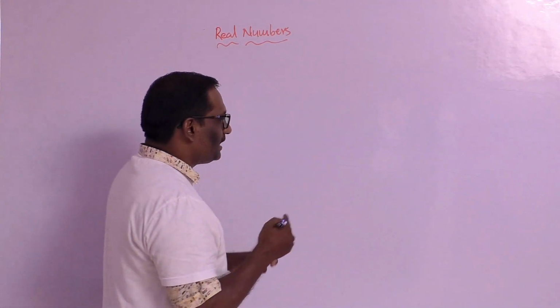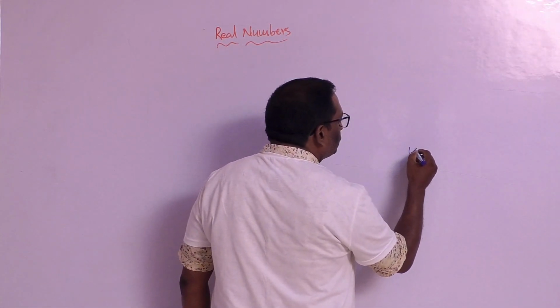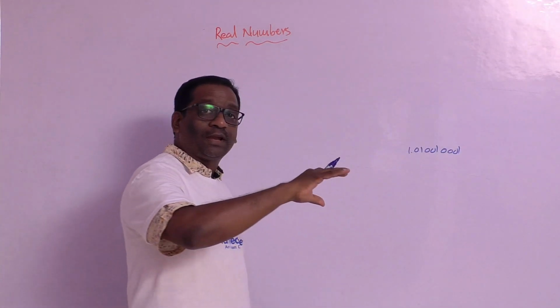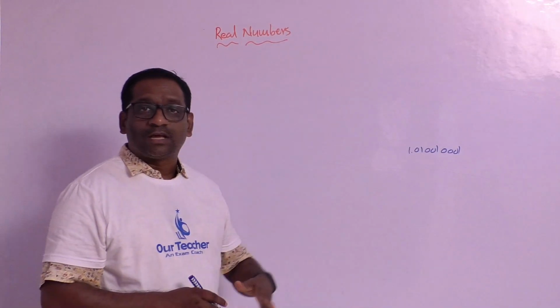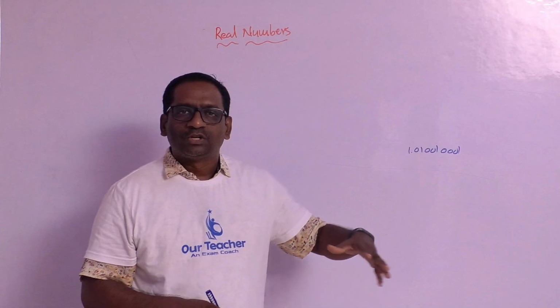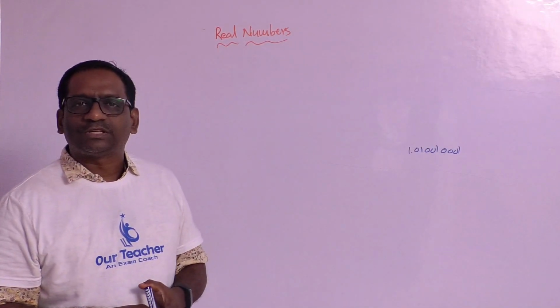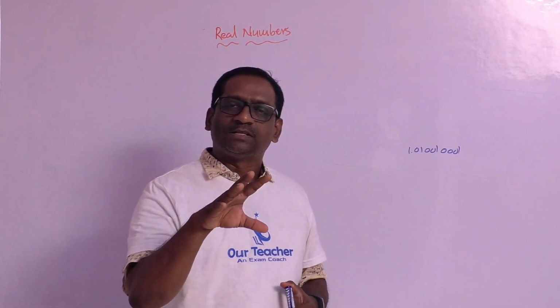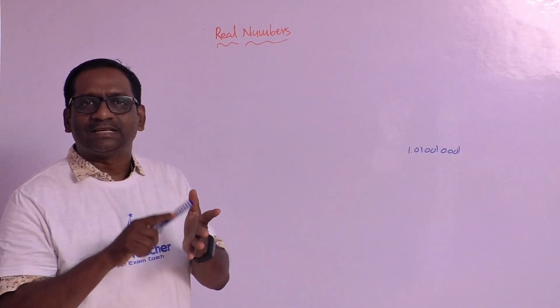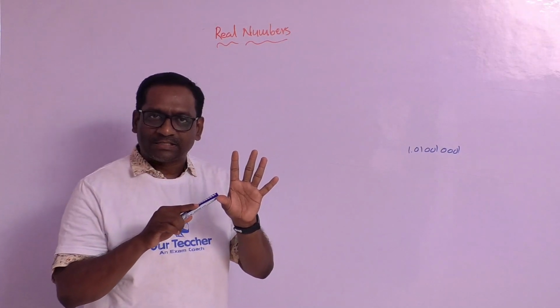What are those numbers? Suppose you take 1.01001000 and so on. If it keeps on increasing, what happens? This fraction will not end and has no repeating values. Such fractions we cannot express in the form of p by q, so such numbers we call irrational numbers. So we have natural numbers, whole numbers, integers, rational numbers and irrational numbers.